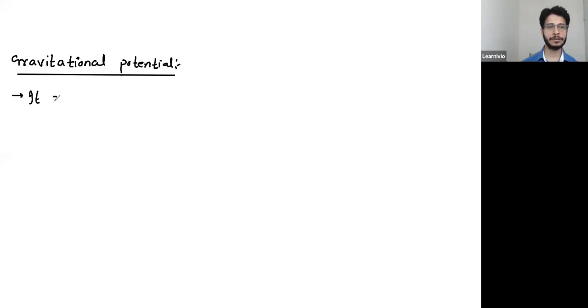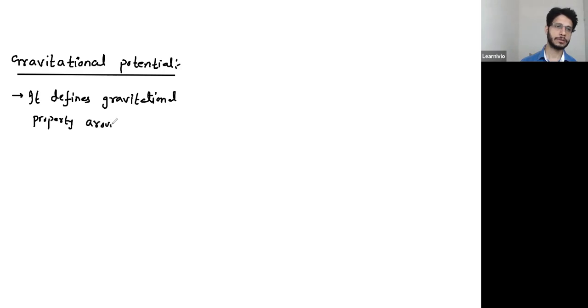It defines gravitational property around a mass in scalar form. It's almost doing the same thing as gravitational field, but gravitational field is a proper vector quantity. But this potential is not a vector, it's a scalar quantity.